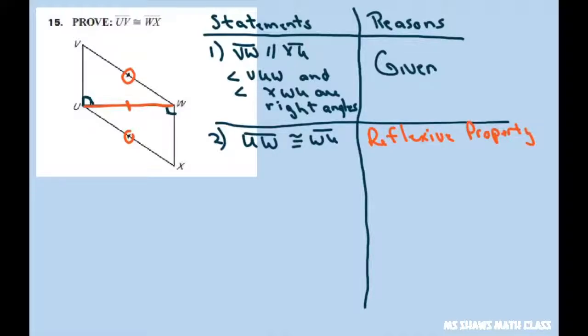All right, then for number 3, I can say that angle VUW is congruent to angle XWU, and that's because all right angles are congruent.